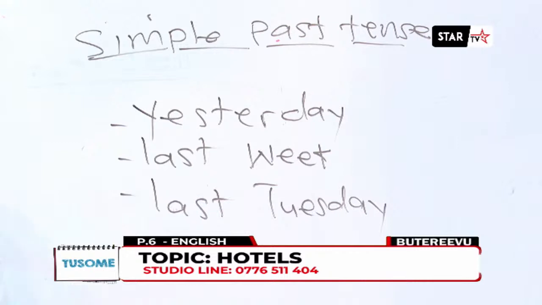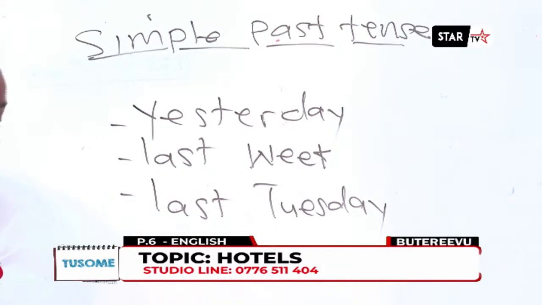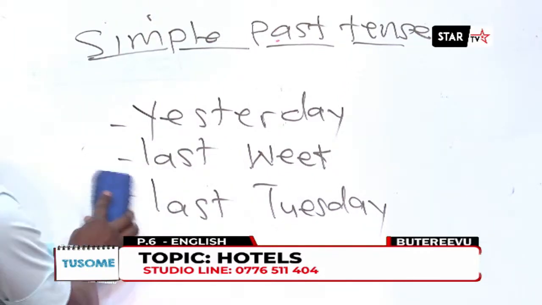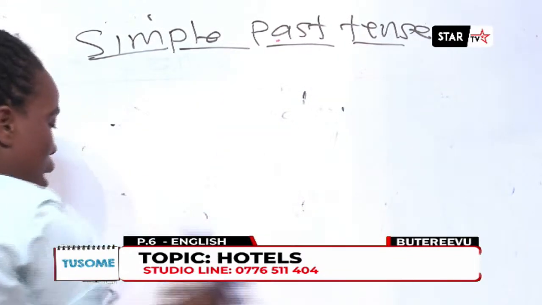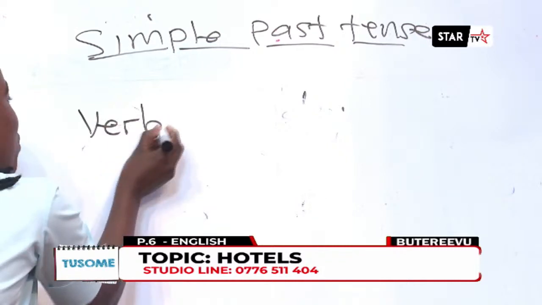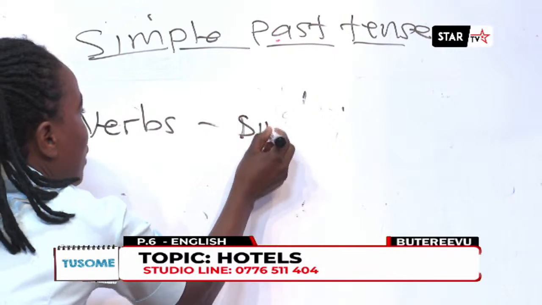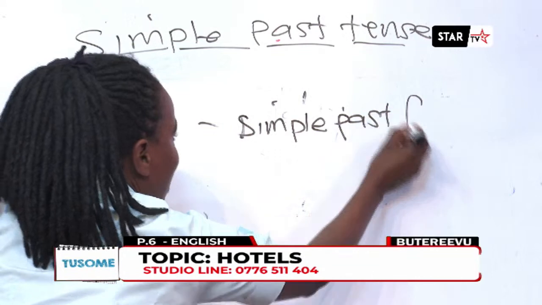My precious viewer, you also need to note critically that in this tense, we use verbs in their simple past form. I repeat, in this tense, we use verbs in their simple past form. Let me give you some examples so that you can clearly understand what I'm talking about. I have just told you that in this tense, we use the verbs in their simple past form.